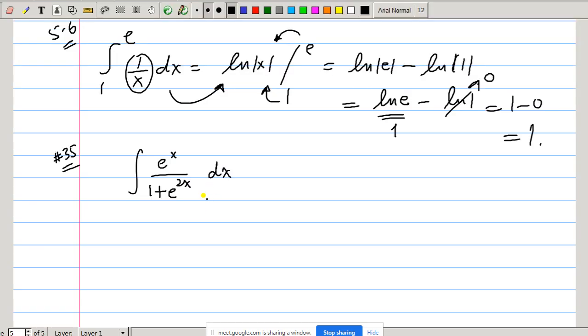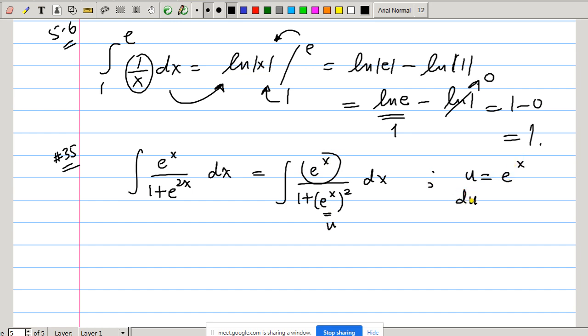Yes. So here you see the problem is I do not see anyone whose derivative is inside, but you see it is e to the power 2x, which can be written as (e^x) squared. So e^x can be replaced as u. Why? Because the derivative is still e^x. So if I substitute u = e^x, I will get du = e^x dx.